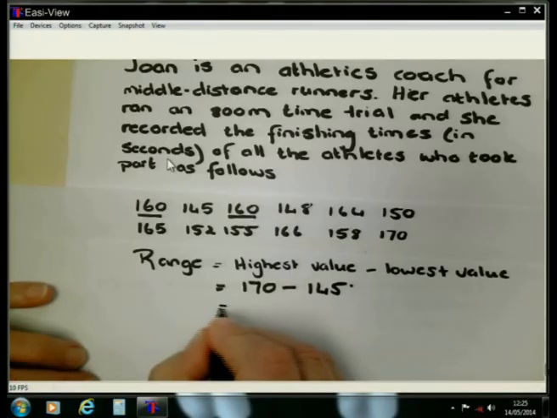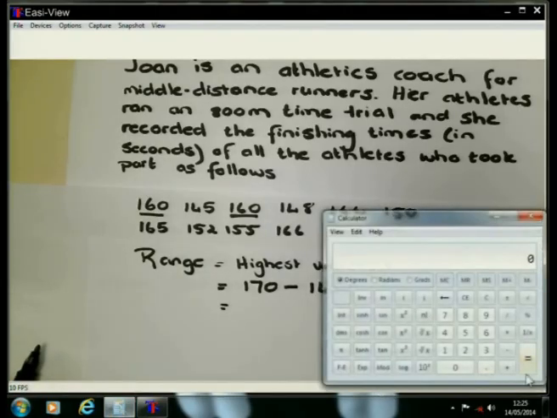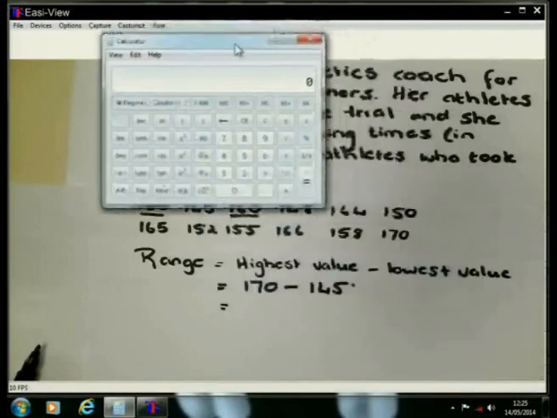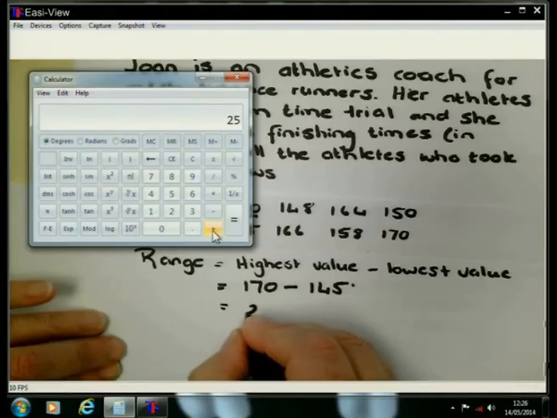To get the range, I am simply now going to subtract the two values. So if I go to my calculator, I can simply say 170 minus 145, and I see that it has a value of 25.